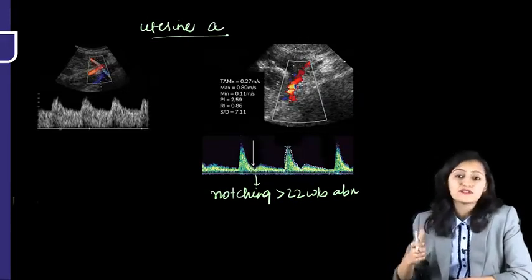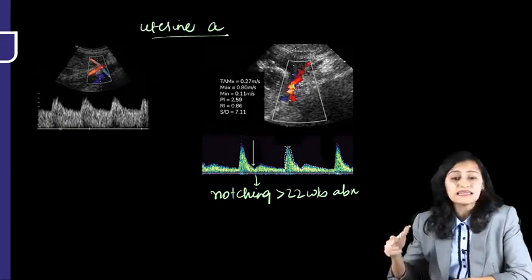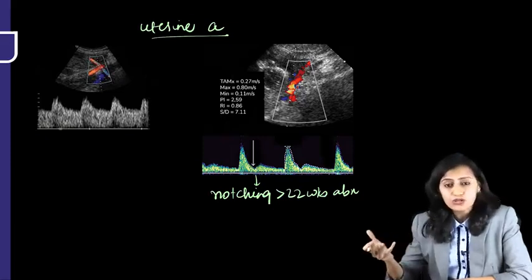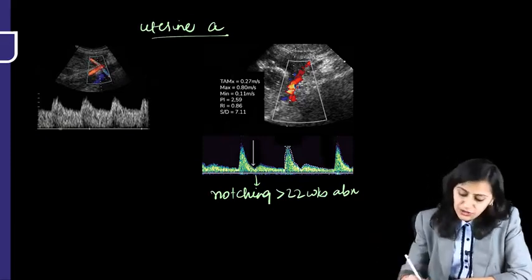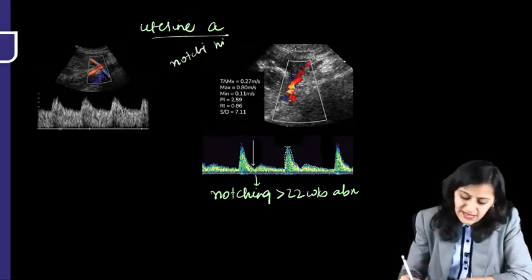Similarly, uterine artery also is a low resistance in pregnancy. It should have high diastolic flow. There should be no notching. Notching indicates that it's a high resistance vessel.